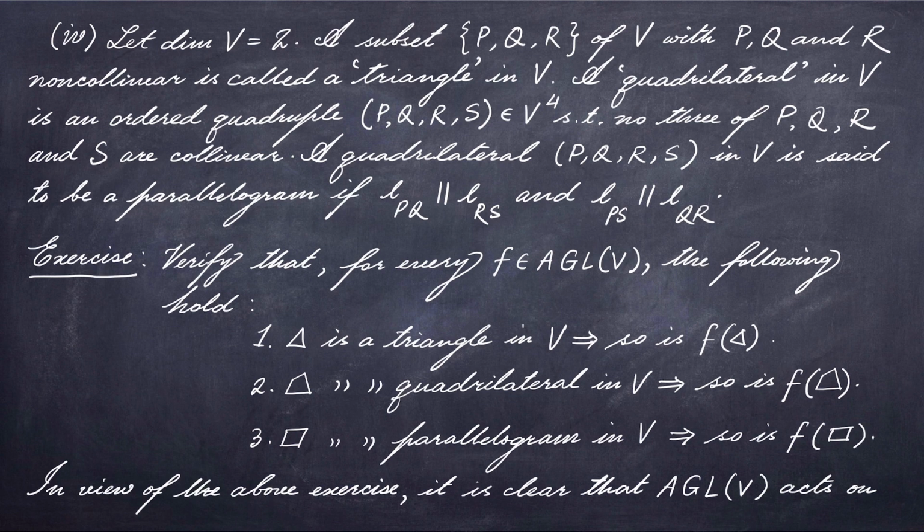And similarly, we can define a quadrilateral. An ordered quadruple is said to be a quadrilateral if no 3 of these points are collinear.